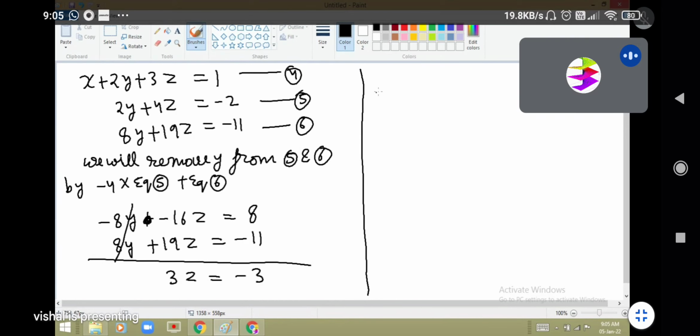Now our system of equations becomes, what does it become?